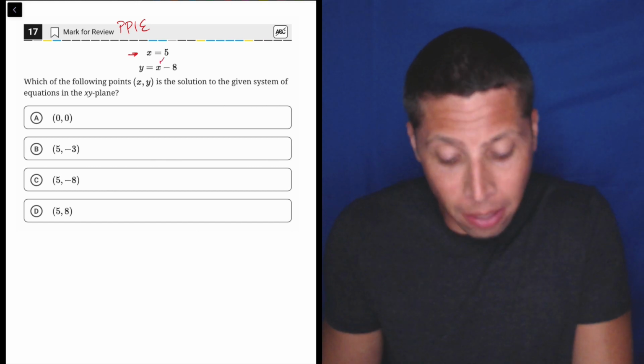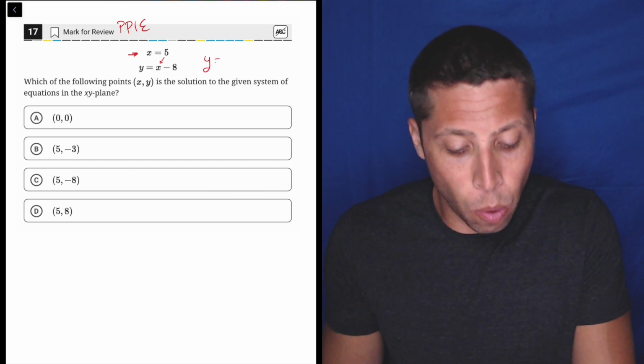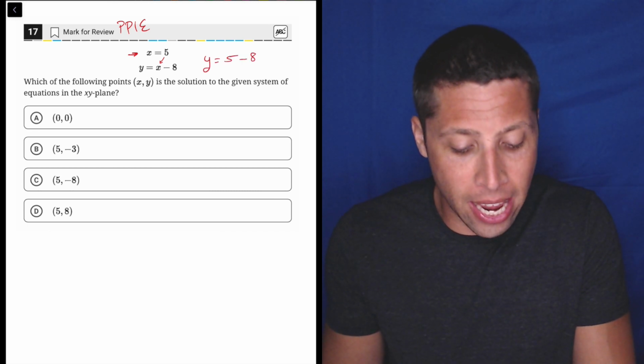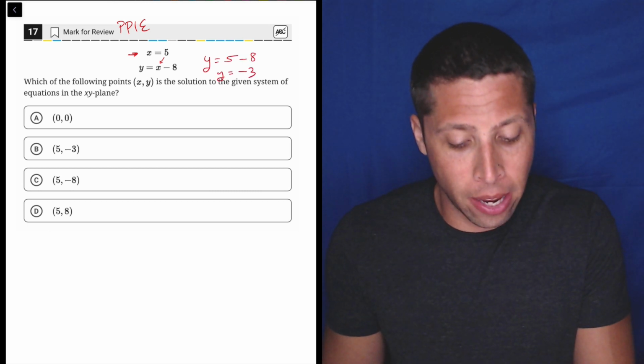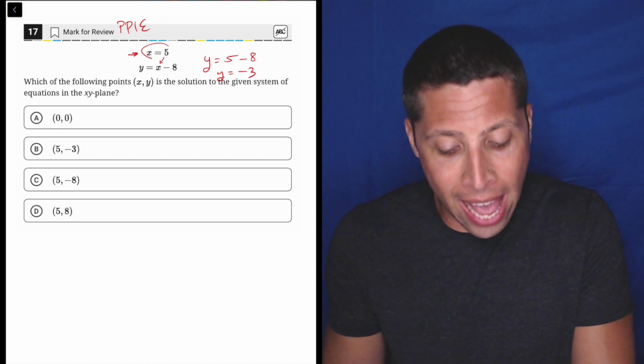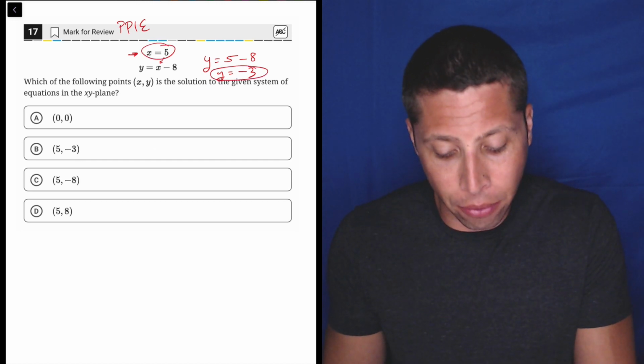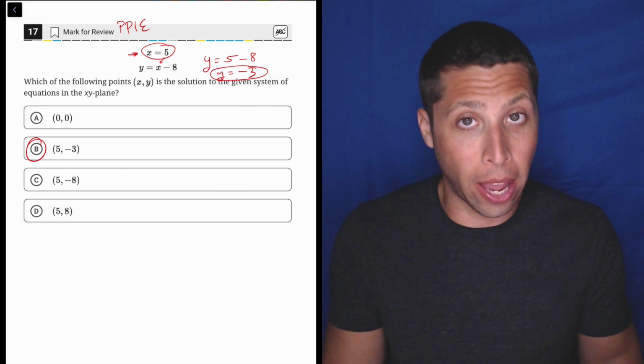So we can just make a substitution, put that 5 in. So y is equal to 5 minus 8, y is equal to negative 3. So our point then is x of 5, y of negative 3. That's choice B, that's the whole thing.